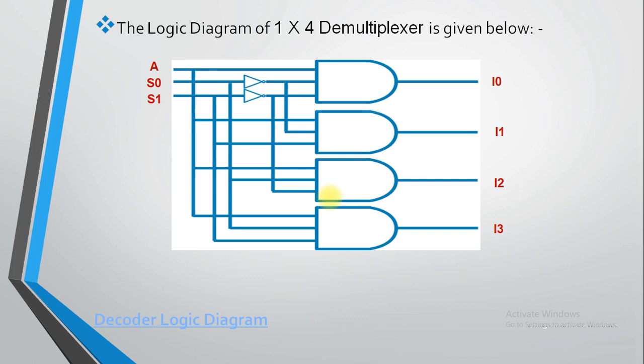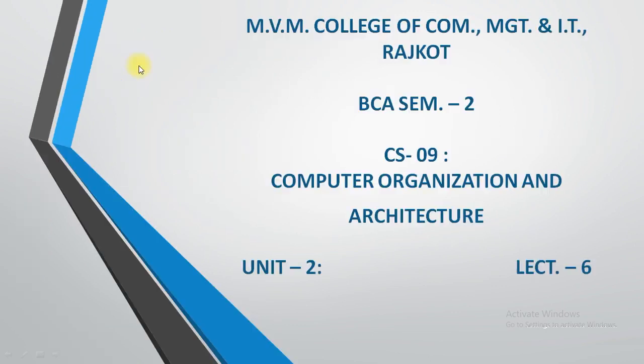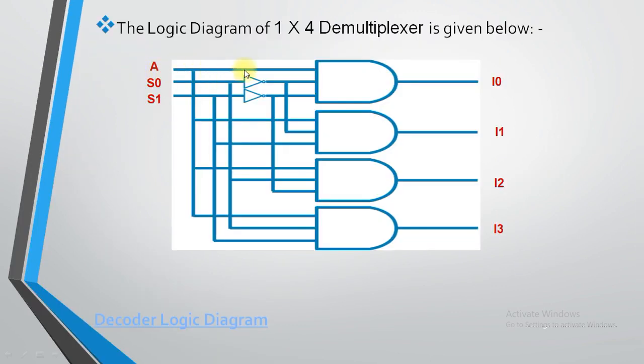Now let me explain the last point. The decoder with an enable input can function as a demultiplexer. Over here you can see this is the enable input, the enable input line or activated input line, right? So you only need to make changes in the activated line. You just need to pass it to different AND gates, nothing else.